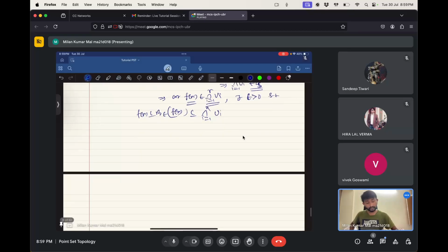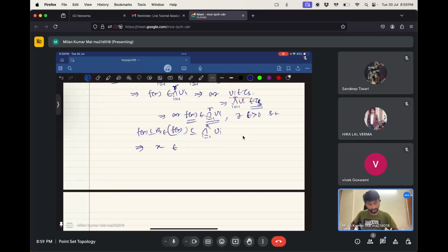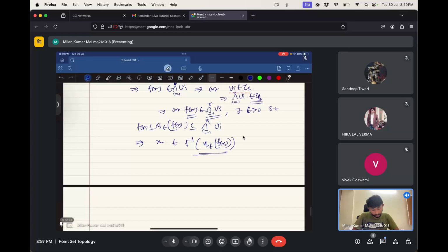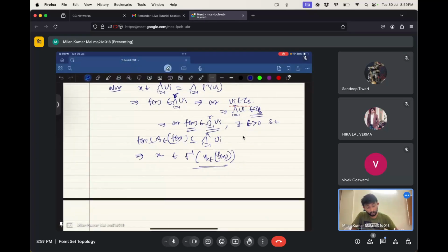Okay. Now, what I will say here is that x is sitting inside F inverse of B epsilon of F of x. Okay, this is the thing. B epsilon of x is sitting inside F inverse of B epsilon of x, but what I want to prove here is that F inverse of some such subset.